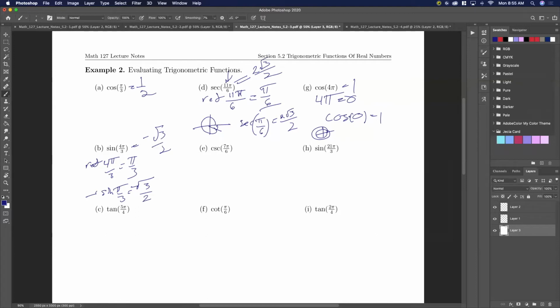Hold on. You guys are probably right. This is square root 3. Yep, this should be over 3. Thank you for catching that. Yeah, this is secant.